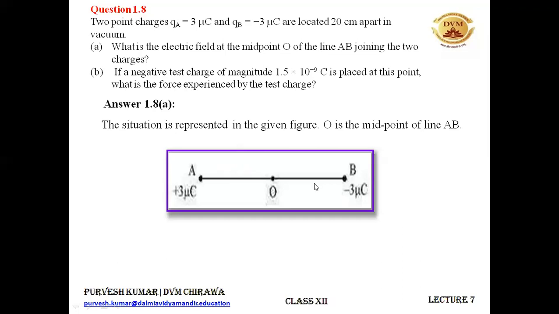So OA is equal to OB because O is the midpoint. So this distance OA has to be equal to OB and it is equal to 10 centimeter. Distance between the two charges AB is equal to 20 centimeter. Since O is the midpoint, AO has to be equal to OB, that is 10 centimeter, half of the complete distance.